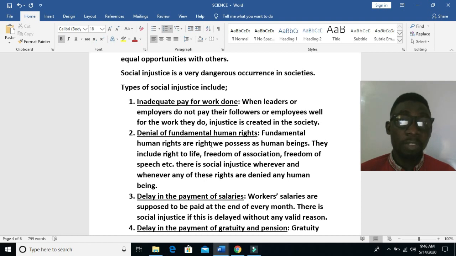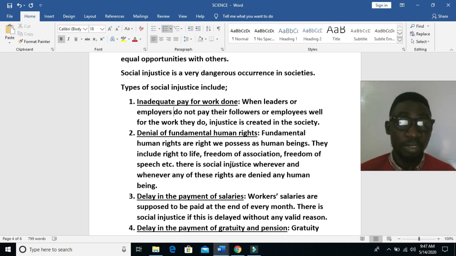Another one is freedom of association. As a human being, you have the freedom to join any association you so desire. You have the choice to choose any company you want to keep. Another one you can see is freedom of speech. As human, you have the right to say whatever you want to say. So all these things I've mentioned are called fundamental human rights. So when someone is denied such right, the situation you have is a form of social injustice.